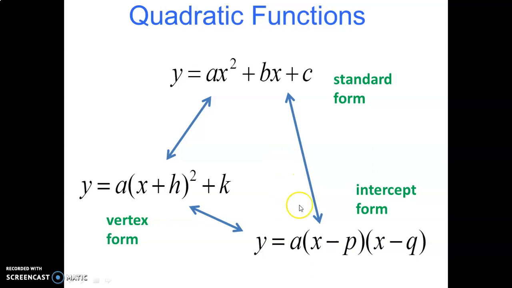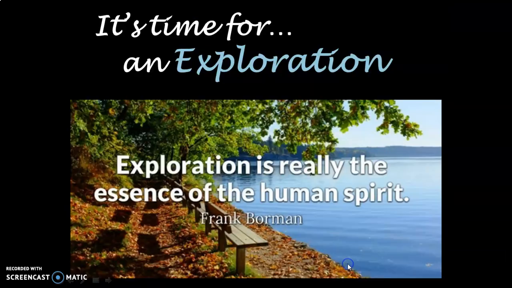In this video, we'll look in more detail at intercept form quadratics, which we've looked at in a way, because we've always been taking standard form, factoring them, and creating this form. So this form is sometimes called factored form. We're going to look at it in more detail today. We're going to begin with an exploration this time as well.